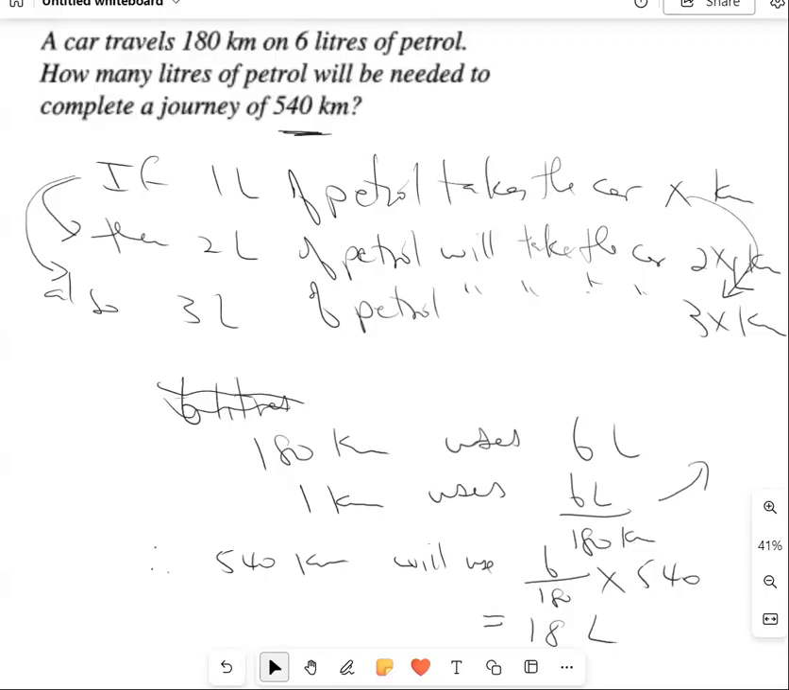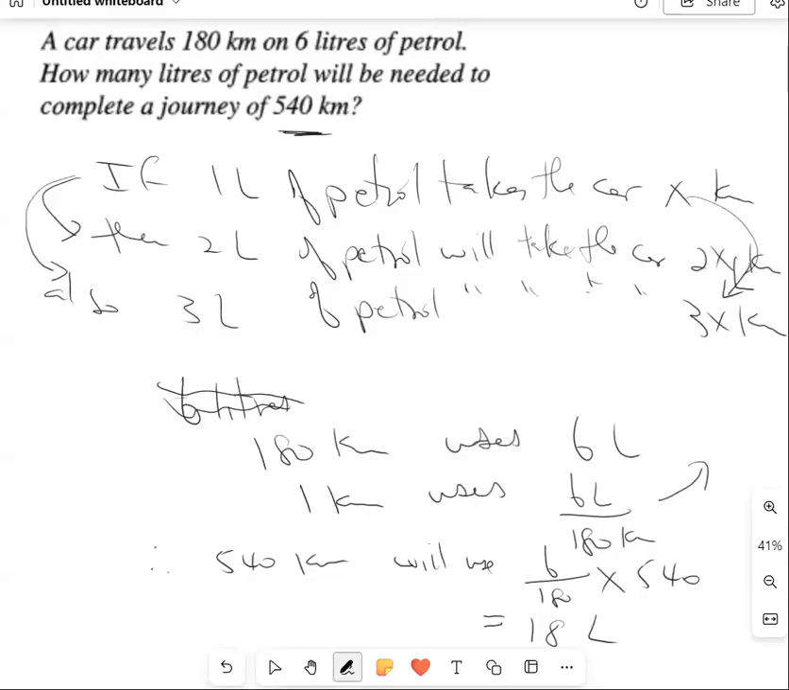So this is the unitary method. They tell you that 180 km uses 6 liters. Therefore, you find how much 1 km uses. You divide throughout by 180, right? By 180 by 180, you get 1. 6 divided by 180. Well, we haven't worked out that number, we left it like that. But you can reduce it if you would like.